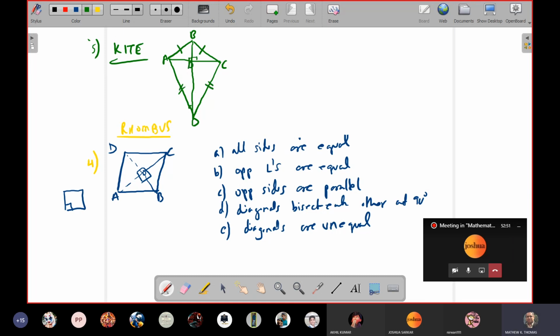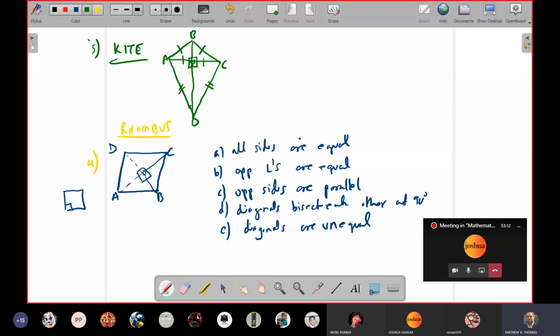Also, the diagonals intersect at 90, and only one diagonal is bisected. AO is equal to OC, but OB is so small and OD is so big. So both diagonals are not bisected, only one diagonal is bisected. Sir, the diagonals intersect at 90, yes.